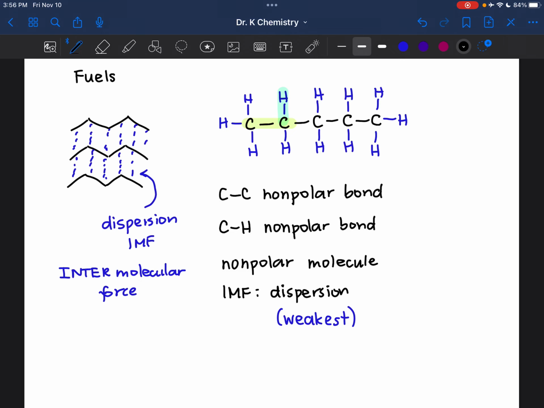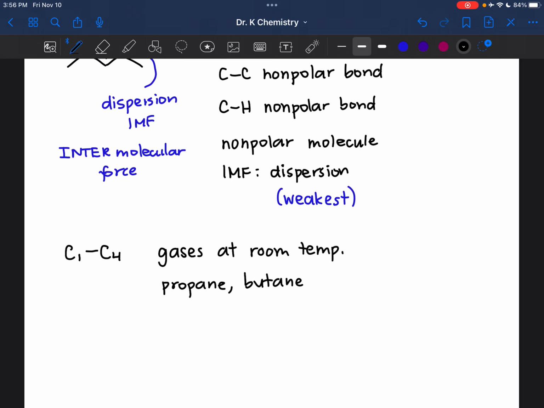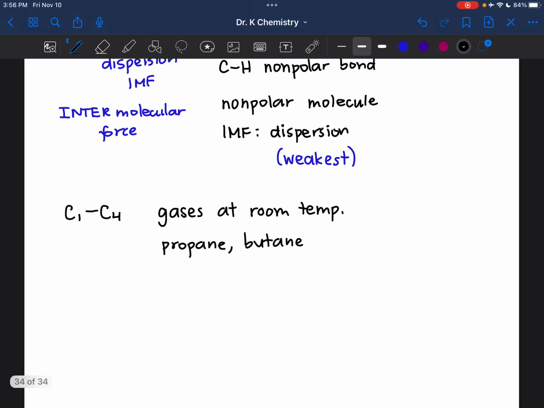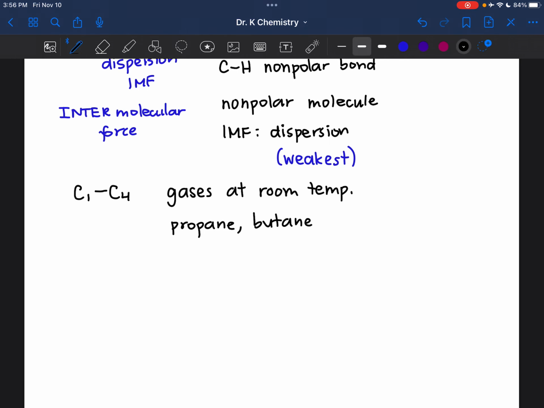This is why, if alkanes are very small, anywhere between 1 to 4 carbons, they tend to be gases at room temperature. For example, this is where propane and butane come in, and this is why they are very volatile, very easy for them to become a gas. Propane is definitely a gas at room temperature. Once we get to the 5 to 8 carbon range, these tend to be liquids at room temperature.